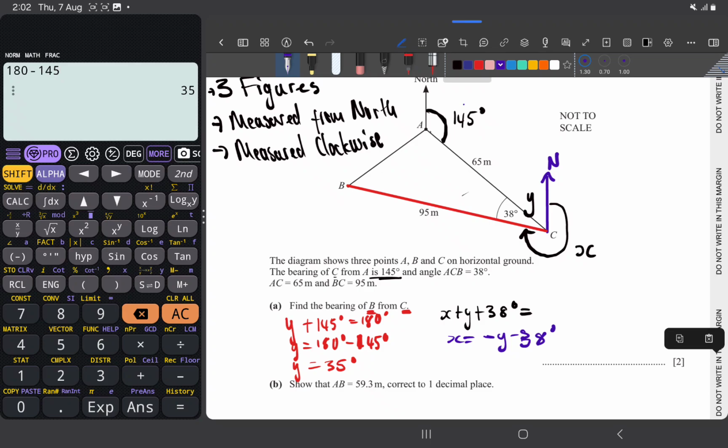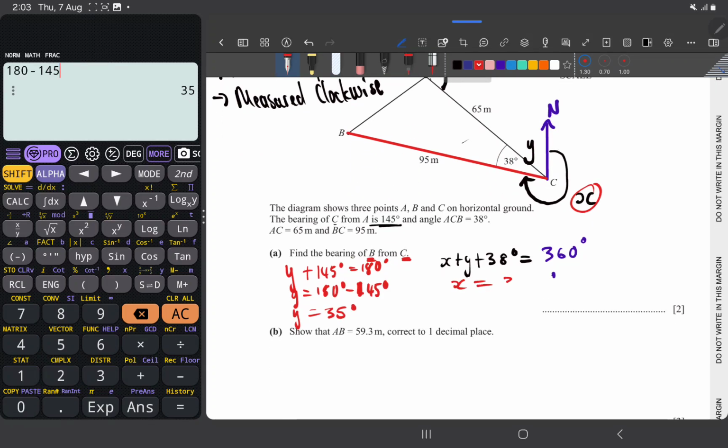This should give us 360. I'm sorry, if you add, they'll give us 360 because it's a complete revolution. If I add X and I add Y and I add 38, this should give us 360. So that means you can say X is equal to 360 degrees minus 38 degrees minus Y. X will be equal to 360 degrees minus 38 degrees, then minus the Y, 35 degrees. So I'll say 360 minus 38 minus 35. I'll get 287. So X is equal to 287.